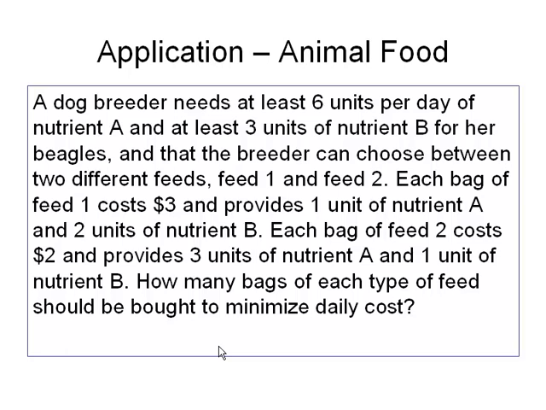Each bag of feed 1 costs $3 and provides 1 unit of nutrient A and 2 units of nutrient B. Each bag of feed 2 costs $2 and provides 3 units of nutrient A and 1 unit of nutrient B. How many bags of each type of feed should be bought to minimize the daily cost?